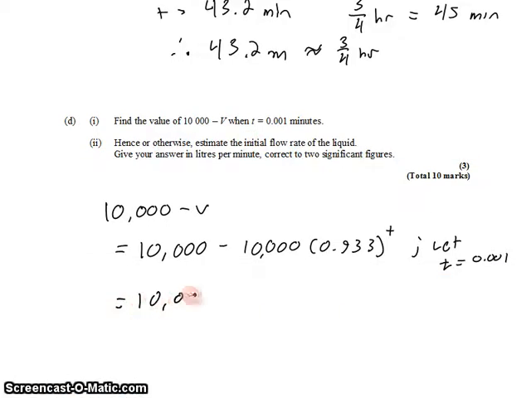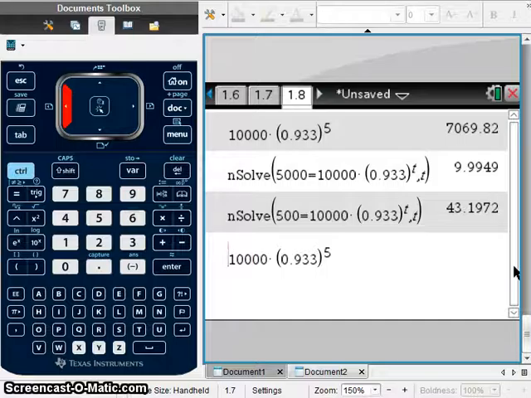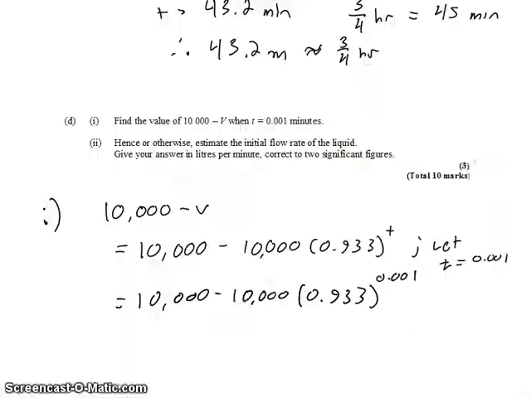So that's 10,000 take 10,000 times 0.933 to the power of 0.001. And once again, we'll get our calculator to do the hard work for us. We've already entered most of this equation, so we'll grab that. And we're going to enter 10,000 take 10,000 times 0.933 to the power of 0.001. All right, we get 0.693.